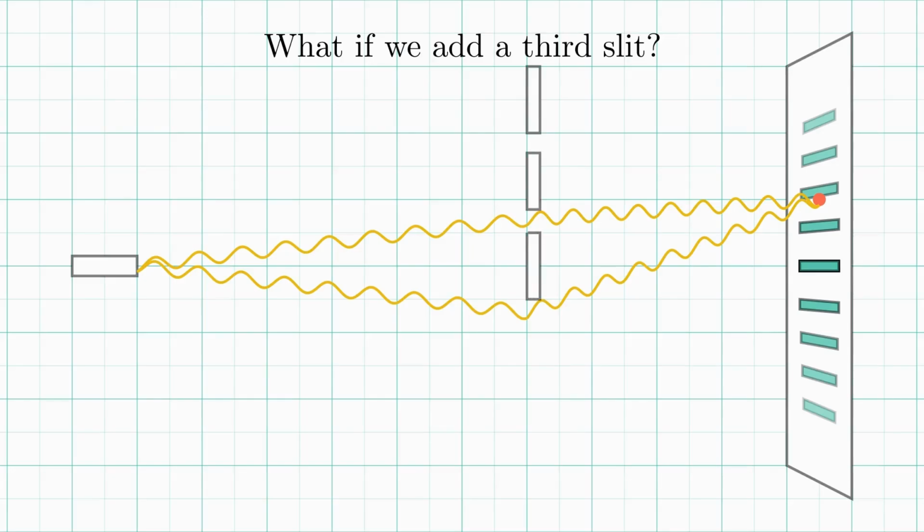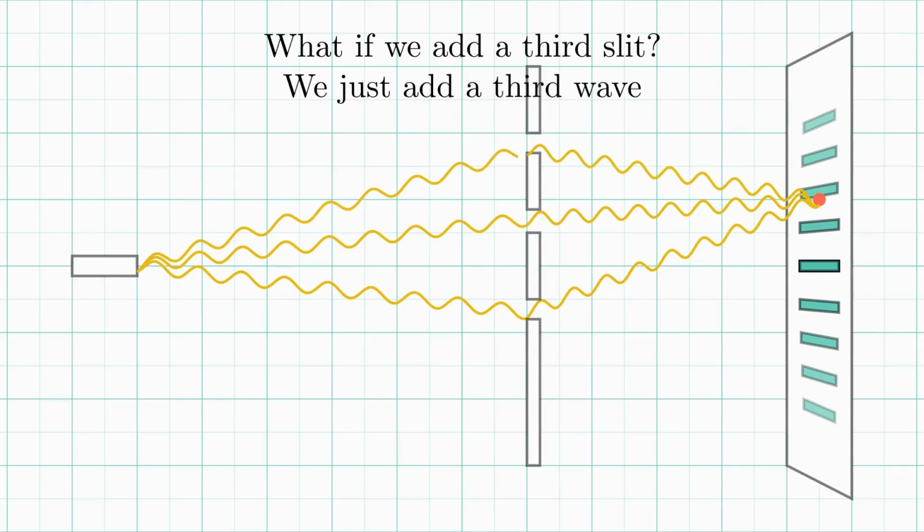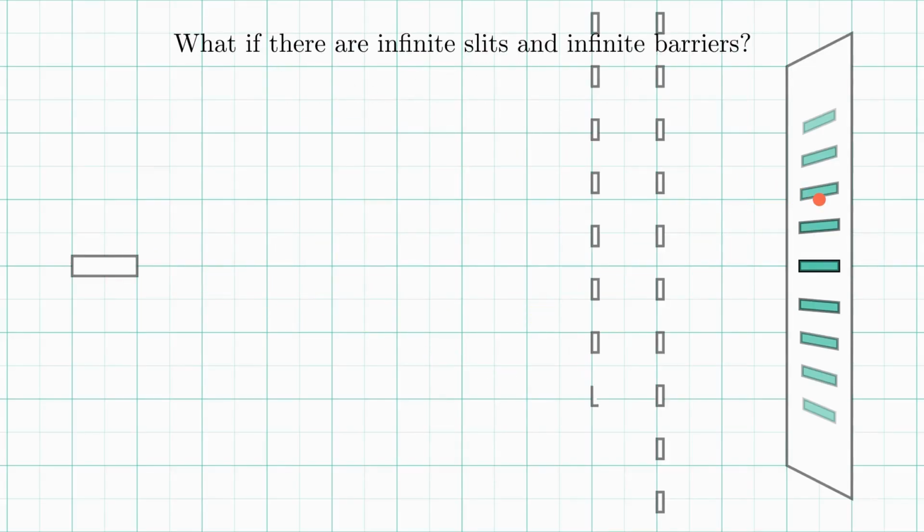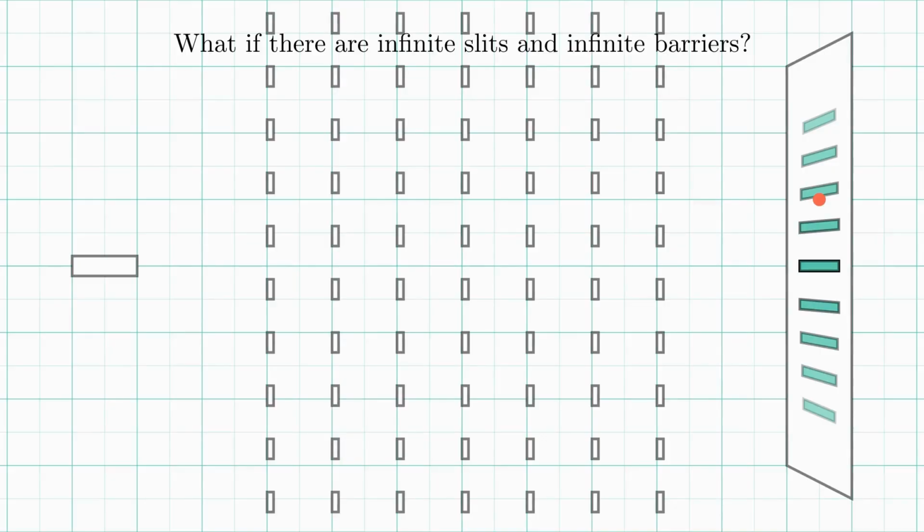What if we add a third slit? Then we just add a third wave. More slits, more paths. Feynman pushed this further. What if we have infinite slits and infinite barriers, so that the barrier effectively disappears?